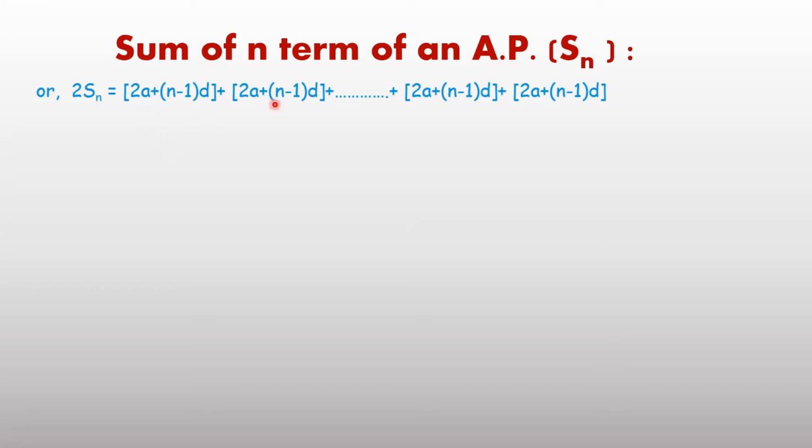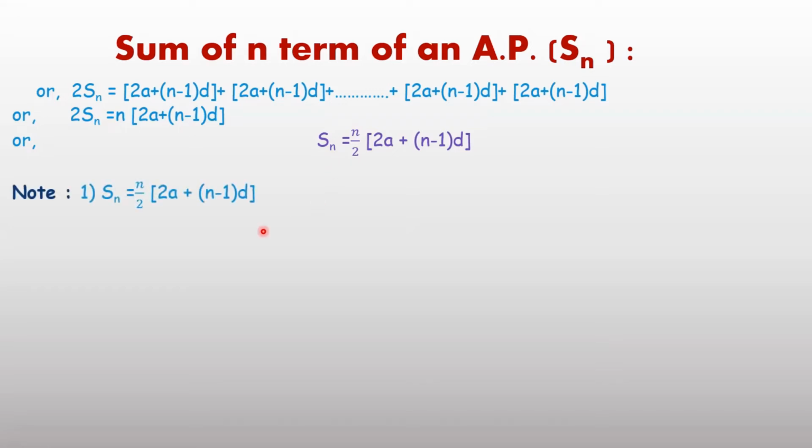And how many terms are there? n terms, because Sn means sum of n terms. Therefore, if any number is repeated n times, multiply by n. We can write 2Sn equal to n into 2a plus n minus 1 into d, or Sn equal to n by 2 into 2a plus n minus 1 into d. And that is the formula to find the sum of n terms of an AP.